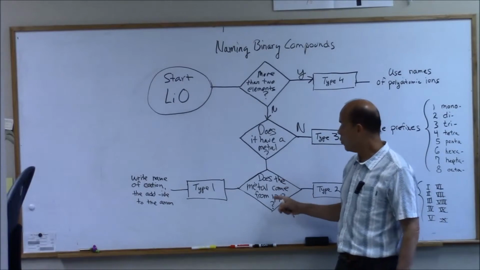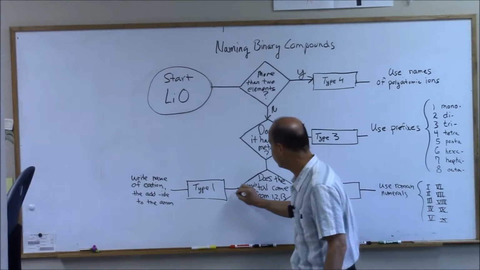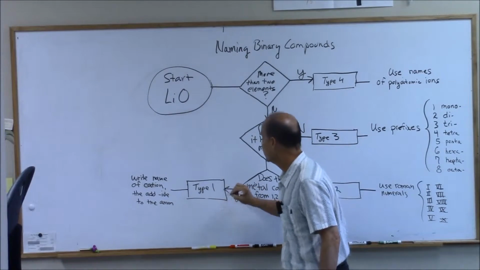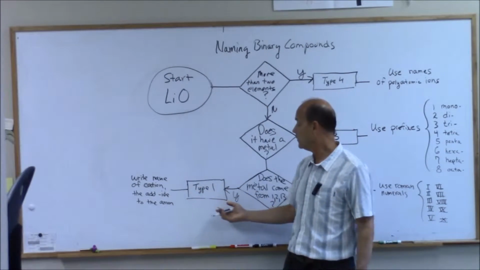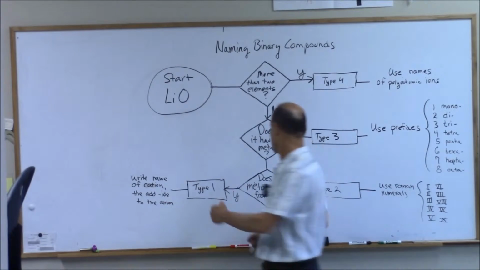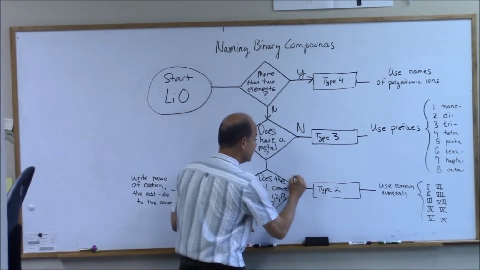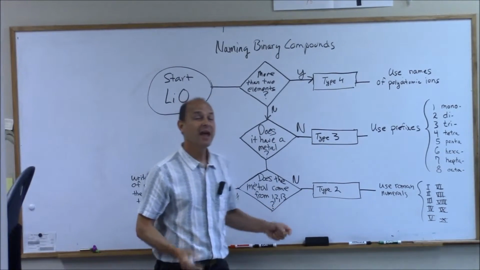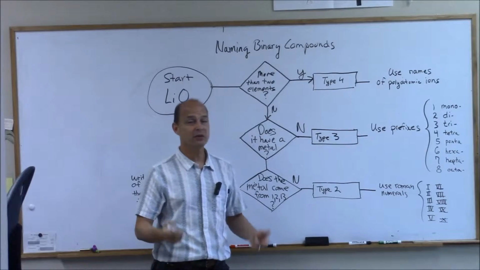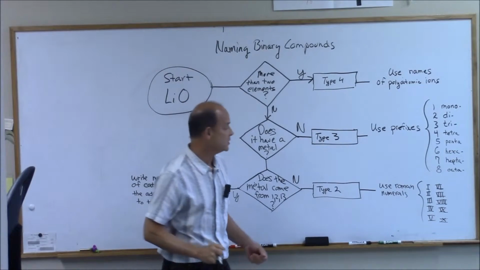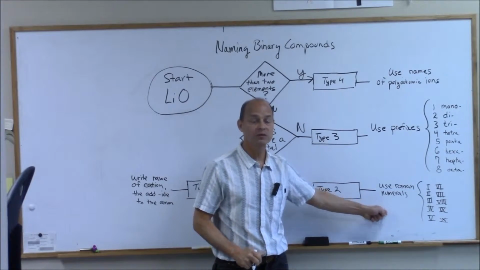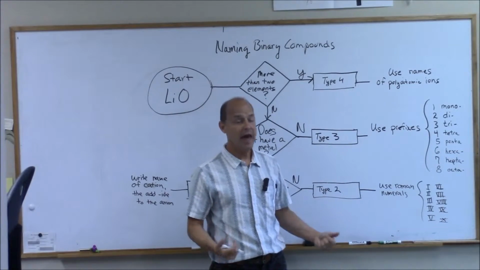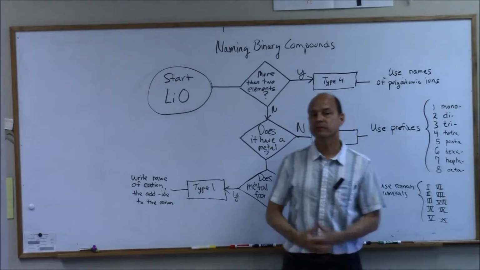If it comes from groups 1, 2, or 13, then it is a type 1, and that's the simplest type to name. If it does not come from 1, 2, or 13, it's probably a transition metal, and it's going to have more than one oxidation number, so it's type 2, and you have to use Roman numerals in order to name that.